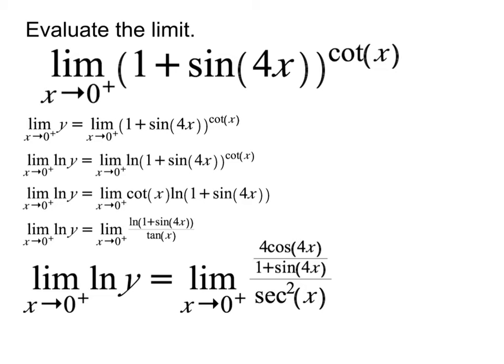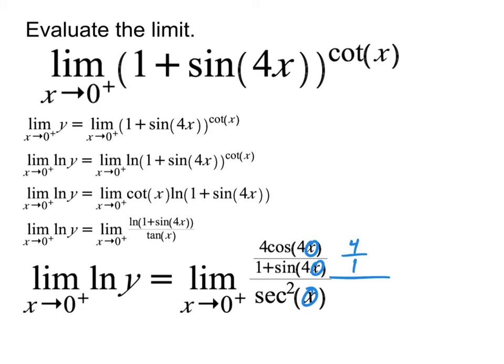Now that I've done the derivative of the numerator and the denominator, I'm going to try direct substitution again. So I'm going to take the 0 that I'm approaching here, and I'm going to plug that in for x wherever I see x appears. So up here, when I plug 0 in for x, I'm going to be doing cosine of 0, which is 1. And so then 4 times 1 will give me 4. And then I'm going to be doing 1 plus sine of 0. So that's going to be 1 plus 0. So that's just 1 then. All right. And then that is all going to be over secant squared of 0.